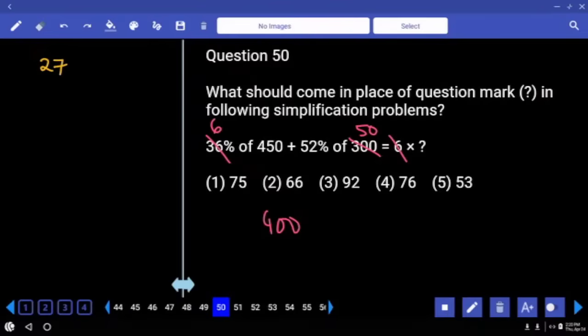Right. 52% of 50 or 50% of 52. A% of B or B% of A, anything is same. 50% of 52, 26. Sum 53. Done.